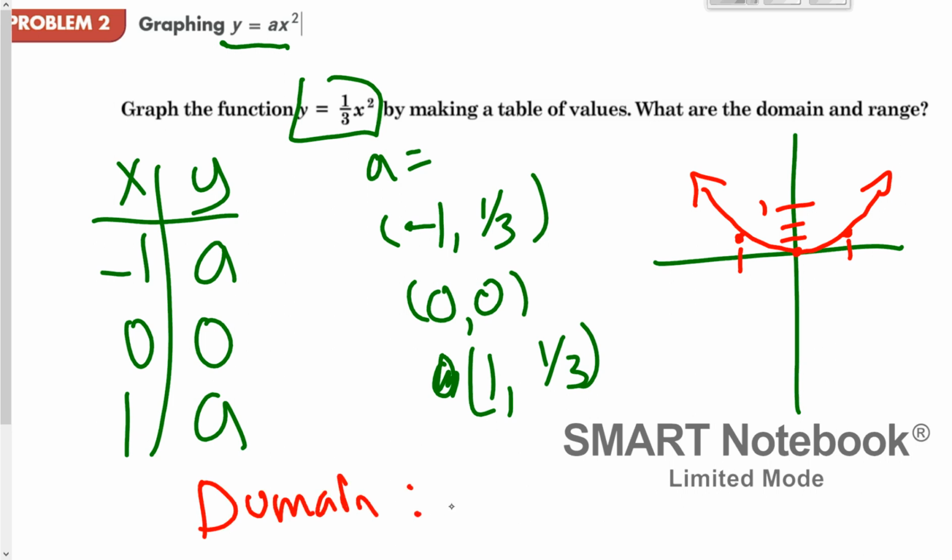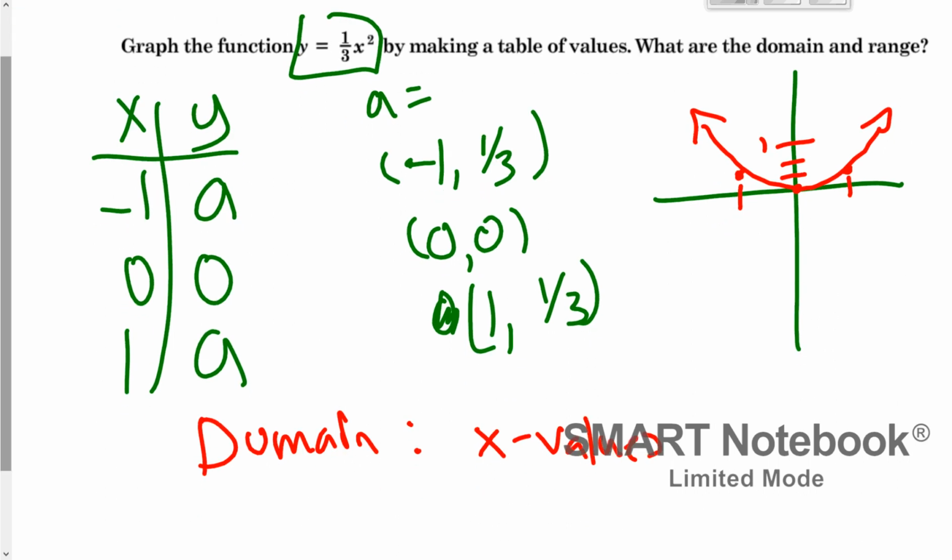The domain and range. Domain is my x values. What can I plug in for x? Can I plug in negative 15? Can I plug in negative 50? Can I plug in negative million? So on a parabola, my domain goes from negative infinity. So it's all negatives. Here we're at 0. Can I plug in 0 and get an answer?